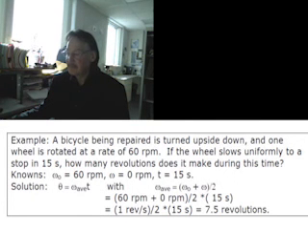Okay. So obviously it's 2 pi, isn't it? Okay, now if the wheel slows uniformly to a stop, so that means this is actually going to be our omega 0, isn't it? Our starting omega. And we know our final omega is 0 because it's going to slow to a stop. And it does that in 15 seconds. So we've got our delta t, 15 seconds.